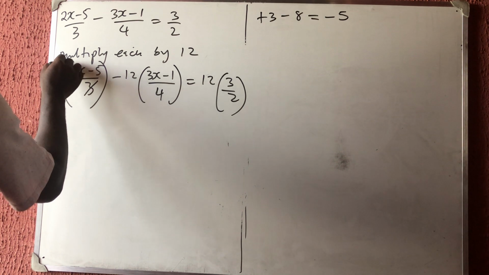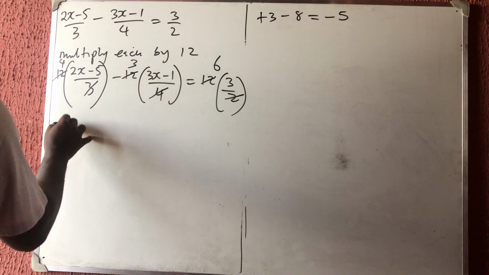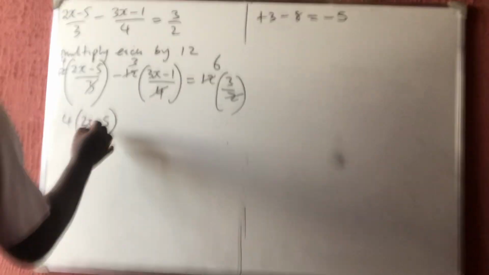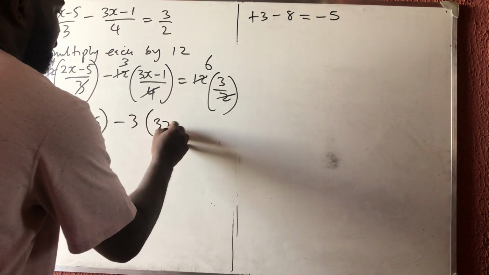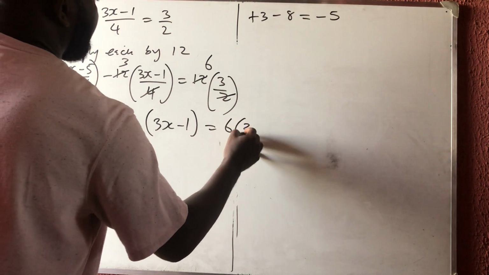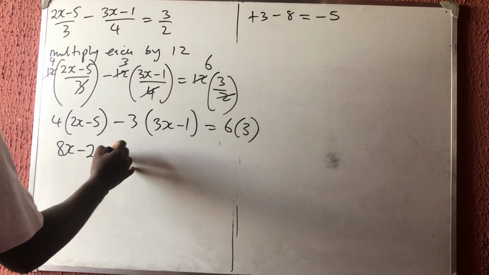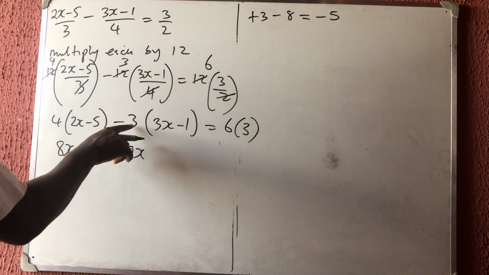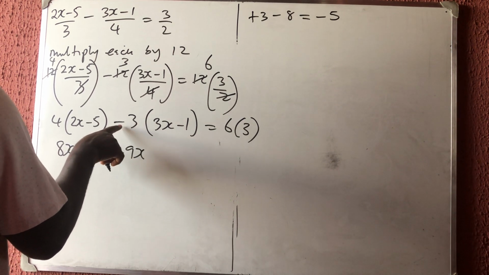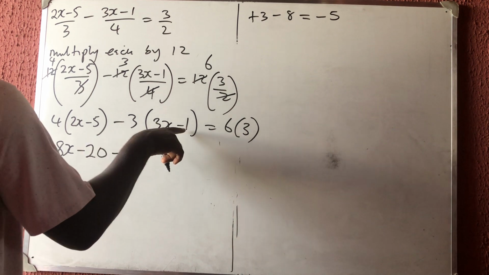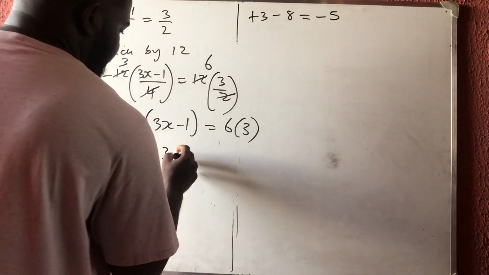So I'm going to have 4 here, 3 here, 6 here. So I'm left with 4 in bracket of 2x minus 5, then minus 3 in bracket of 3x minus 1, is equal to 6 in bracket of 3. So this time this will give you 8x minus 20, minus 3 times this will give you minus 9x. Anytime you see minus, you have to be very careful. Some people make the mistake of multiplying with just the 3. No, the 3 has the minus. So minus 3 times this is minus 9x. Minus 3 times minus 1 will give you plus 3, because minus minus is plus. 3 times 1 is 3, is equal to 18.